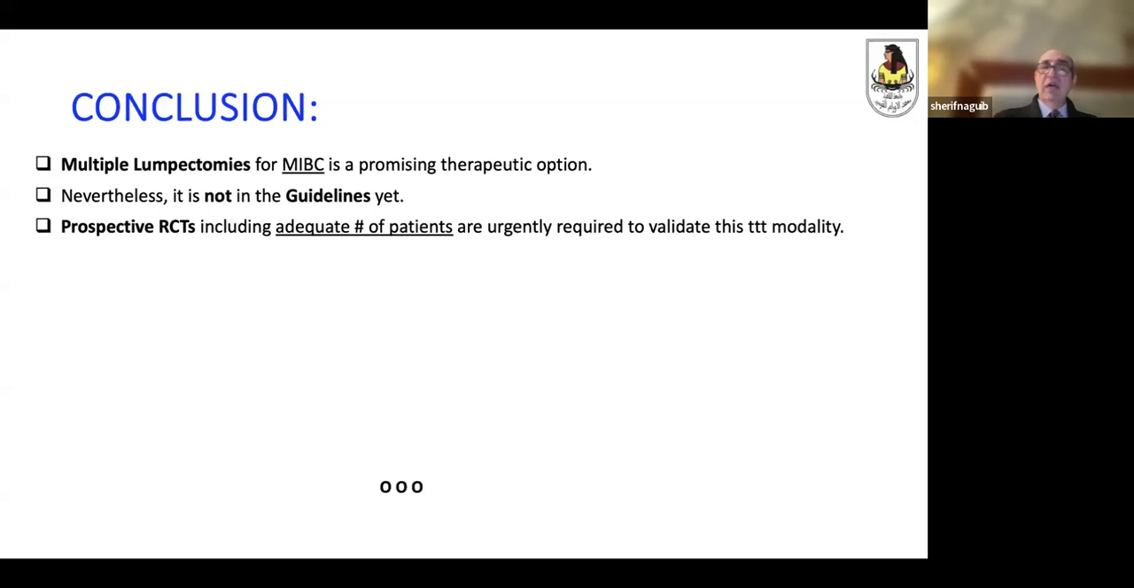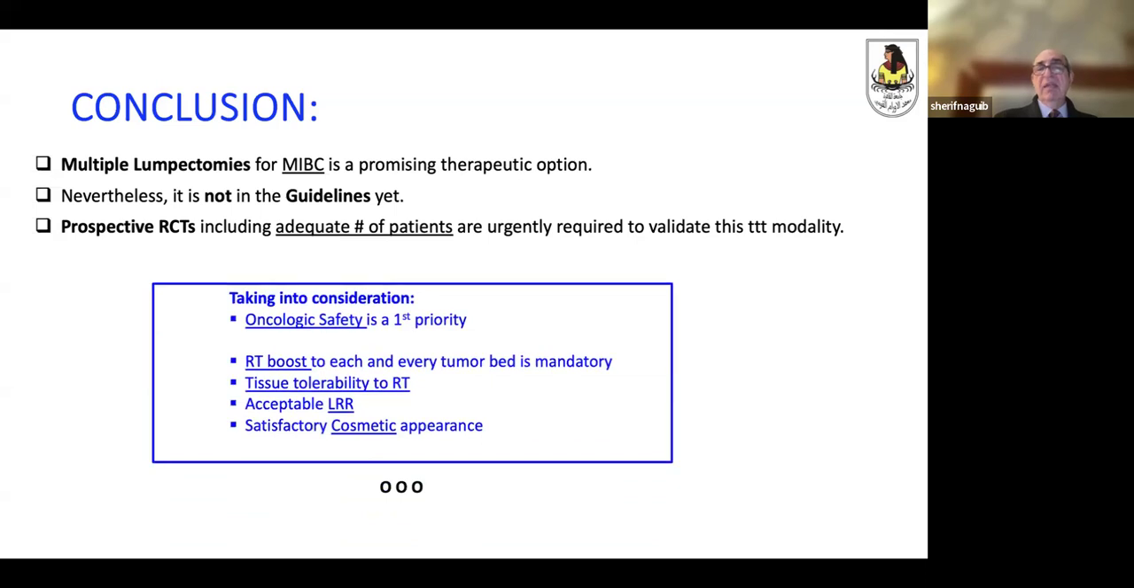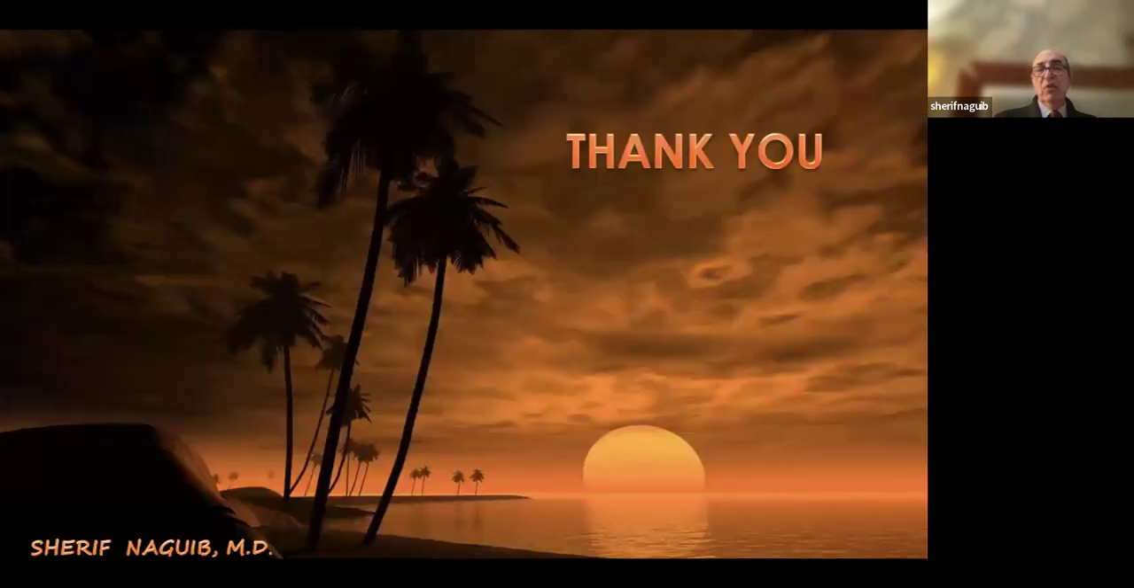Prospective randomized controlled trials are required, and they should include an adequate number of patients to validate this treatment modality, taking into consideration that, of course, oncologic safety is a first priority. Radiotherapy boost to each and every single tumor bed is mandatory, and this will be controlled by tissue tolerability to radiation. And the final result should include acceptable locoregional recurrence and satisfactory cosmetic appearance. And I thank you very much for your attention.